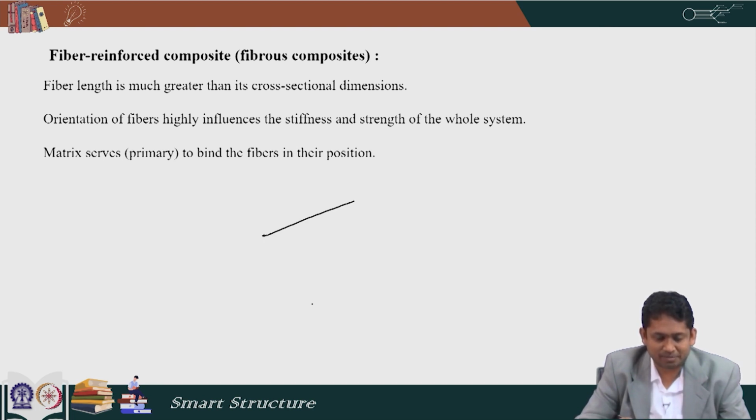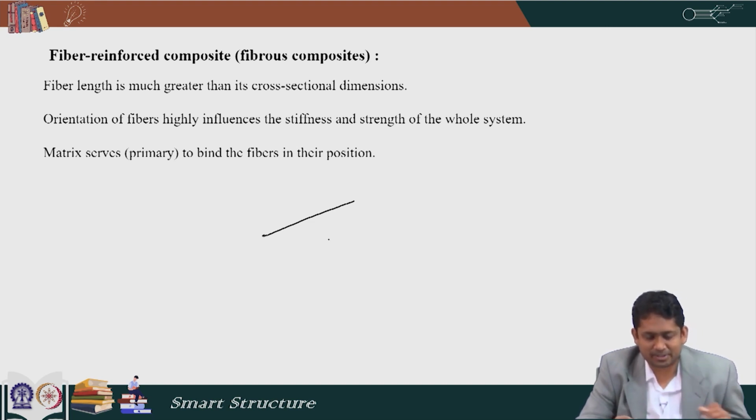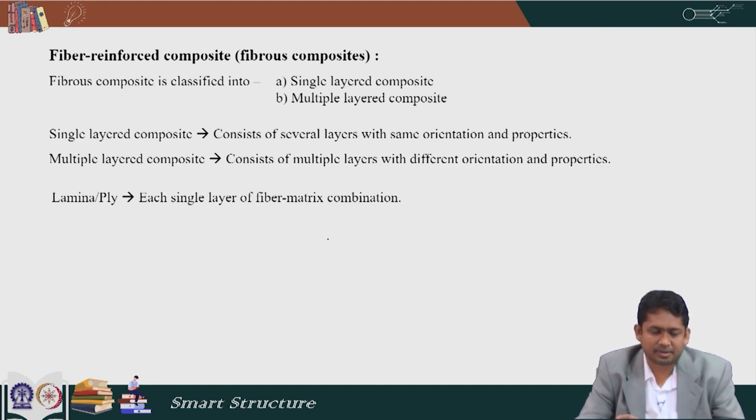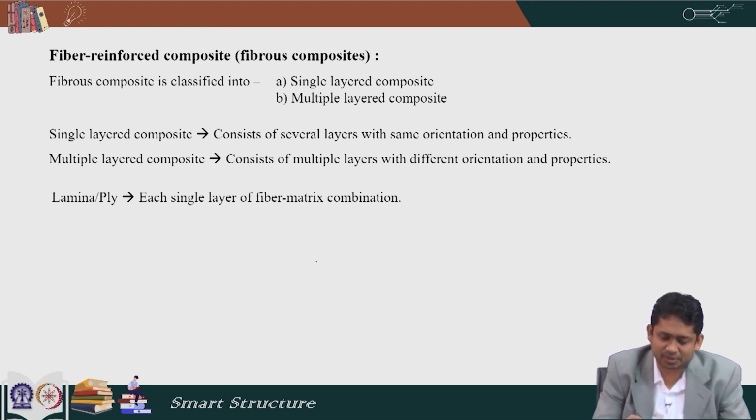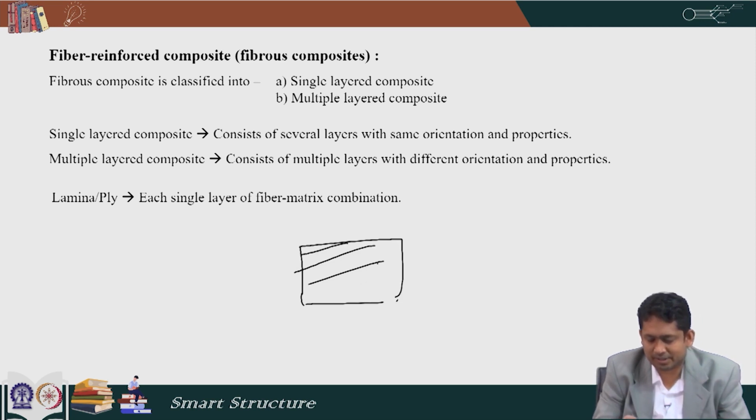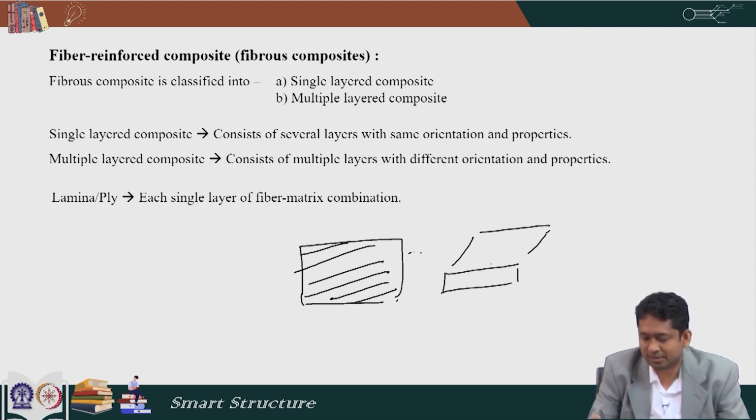Now, the orientation of the fibers here highly influences the stiffness and strength of the whole system, and the matrix is the polymer matrix that holds the fibers. Now, these fiber reinforced composites can be single layered or multi layered. So, there can be just one layer with some fiber orientation, or there can be many of those which are stacked one over another. So, something like this, where there are many layers one over another.